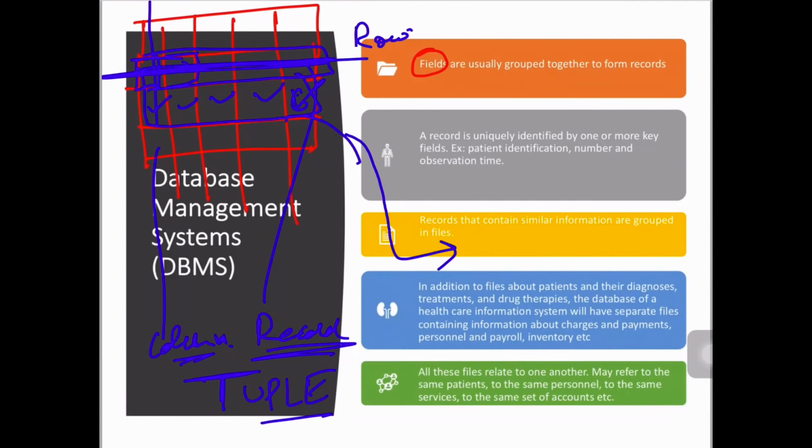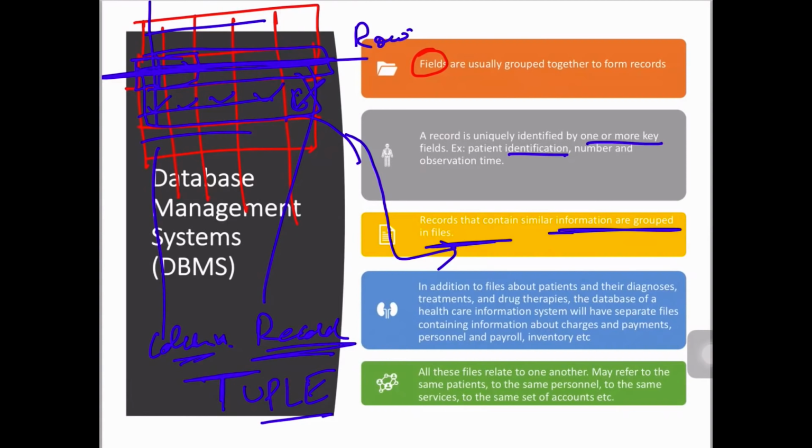A record is uniquely identified by one or more key fields, like patient identification, and records that contain similar information are grouped together. So basically, this is the information about the patient. We group it together and call it a tabular patient table. In addition to files about the patients and their diagnosis, treatment, drugs, therapy, the database of a healthcare information system will have separate files containing information about the charge and payment.